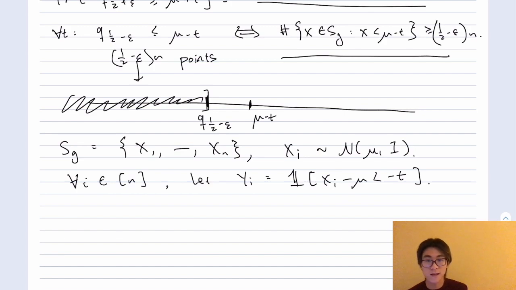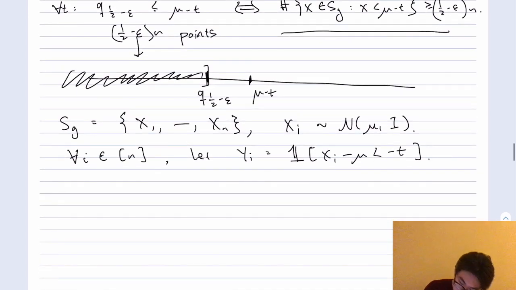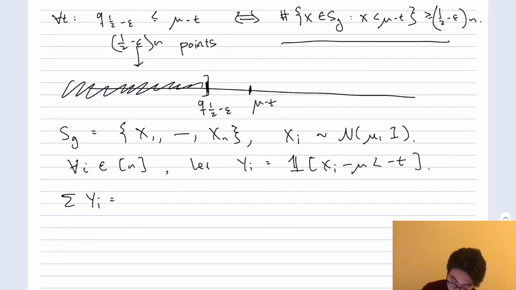So notice that since the xi's are independent Gaussians, the yi's are also independent, and they're Bernoulli random variables. Moreover, notice that the sum of the yi's, well, each xi which is less than mu minus t contributes 1 to the sum of the yi's. So that means the sum of the yi's is just this thing that we cared about, this quantity here.